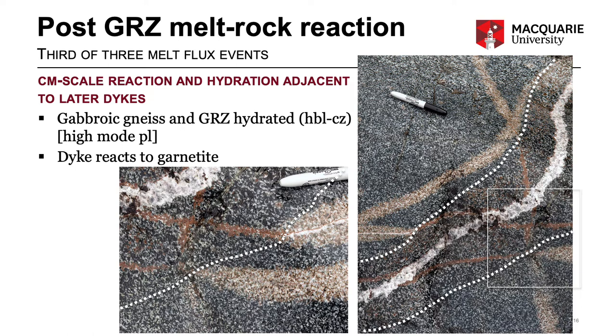Cutting across these key structural markers are other dikes. Here in this picture, we can see a relatively pegmatitic, coarse white dike cutting across. Either side of it is a hydration reaction zone, where the earlier garnet reaction zones are now being hydrated and the earlier plagioclase-rich dikes are forming these trains of garnet or garnetite layers.